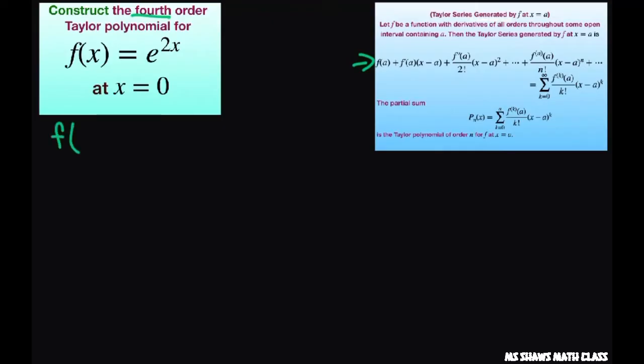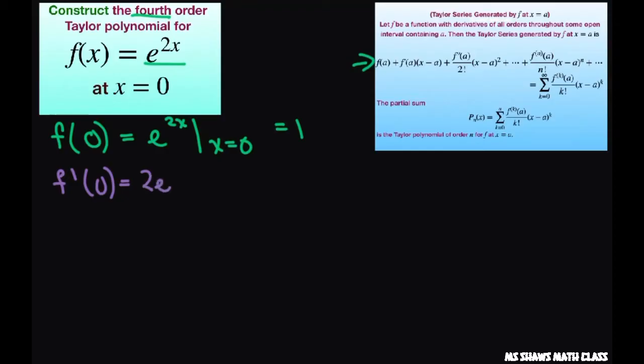First we have to evaluate f of 0. f of x equals e to the power of 2x. We just copy that down. Evaluating at x equals 0, that just equals 1. All right. Then we're going to do f prime of 0. So that's going to be 2e to the power of 2x. Evaluate that at x equals 0.